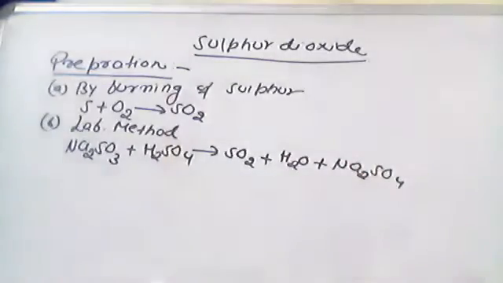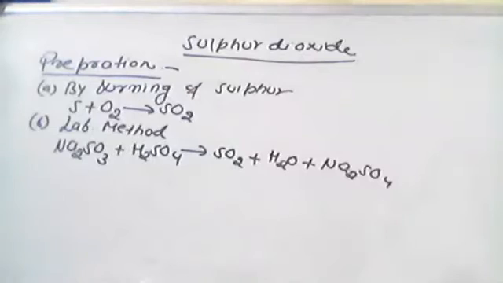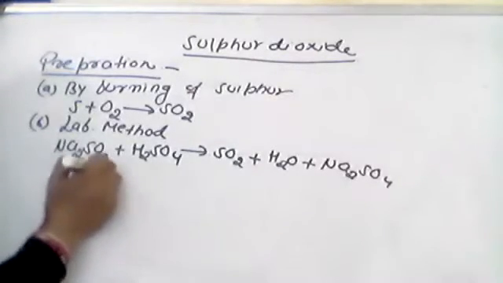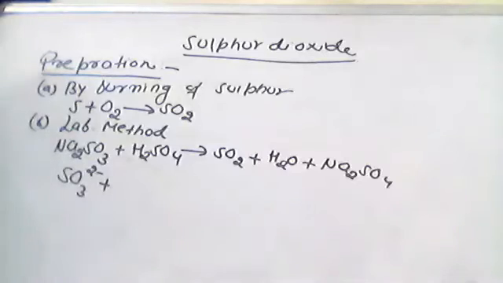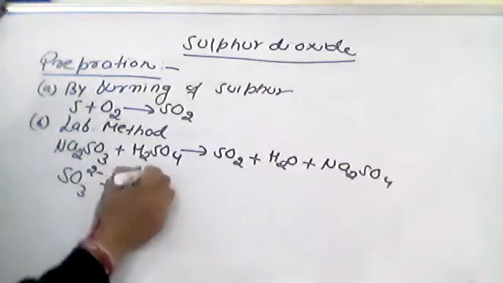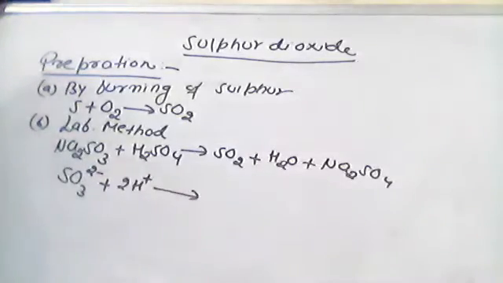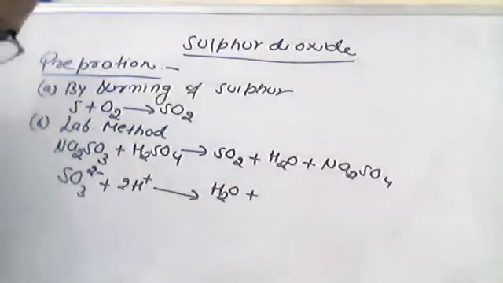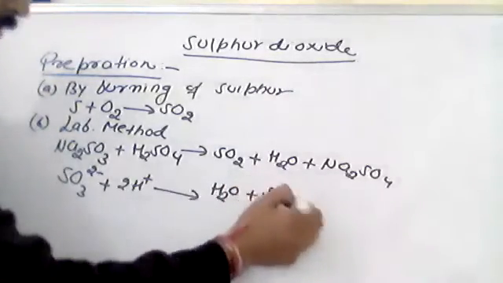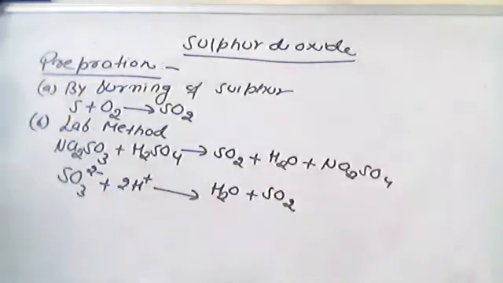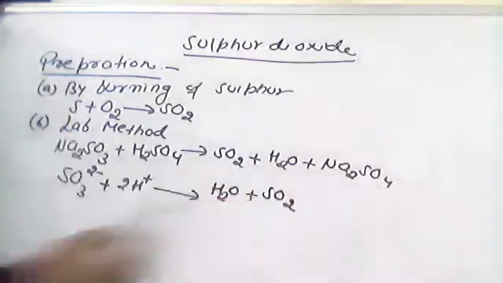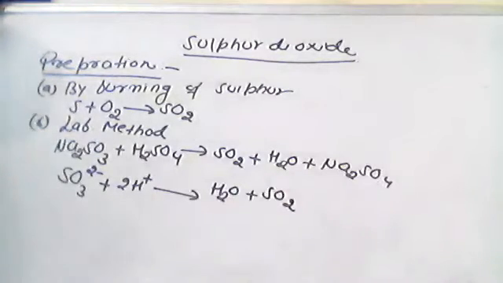Ionic equation I'm going to draw for you because in boards a lot of equations are seen in ionic form. So in ionic form it will become SO3 2 negative plus acid 2H positive. It will give H2O plus sulfur dioxide. Sodium and sodium cancel out, sulfate and sulfate cancel out. So we'll get this one equation only. So this is our laboratory preparation.